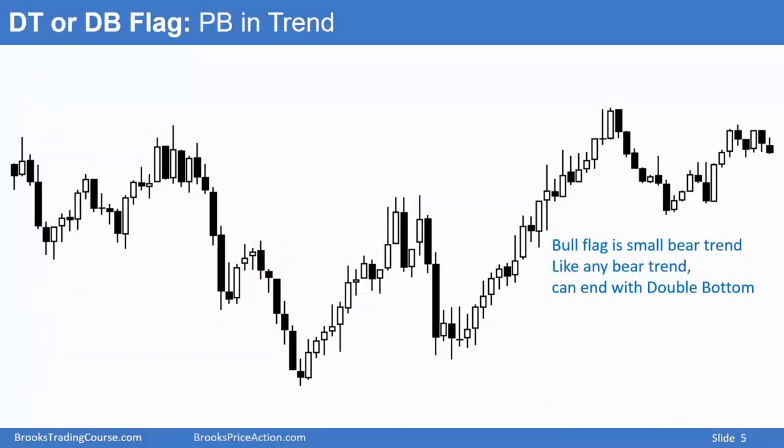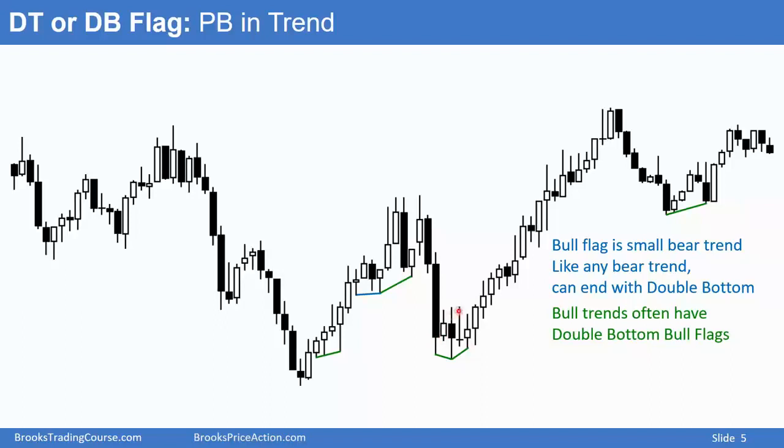A bull flag is a small bear trend, and like any bear trend, it can end with a double bottom. Many examples. We have an early bull trend, and we have a micro double bottom here. It became a bull flag. The bull trend continued, tried to reverse down, tried to reverse down. Another small double bottom, bull trend resumed, and then another reversal attempt. A 1-bar bear trend, 2-bar bear trend, and we get a double bottom bull flag.